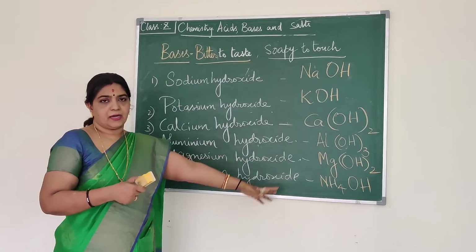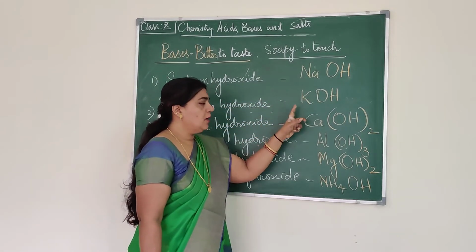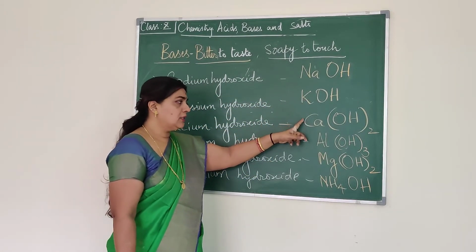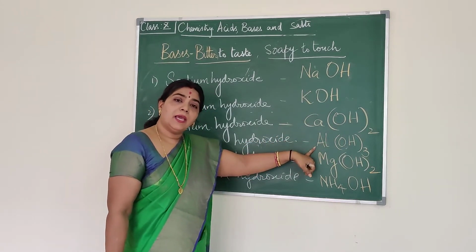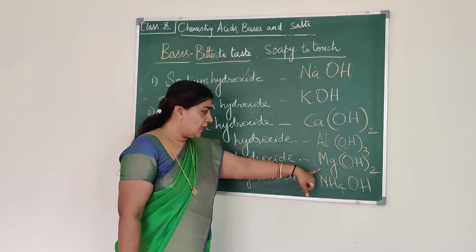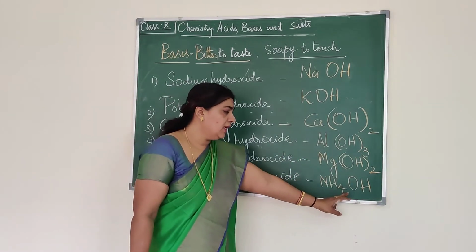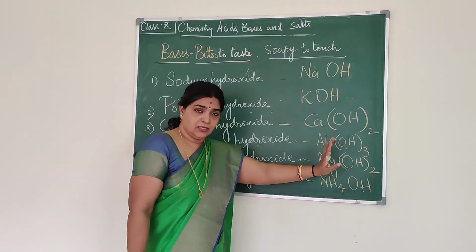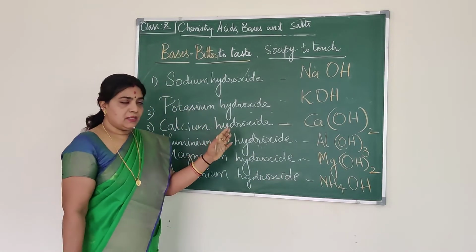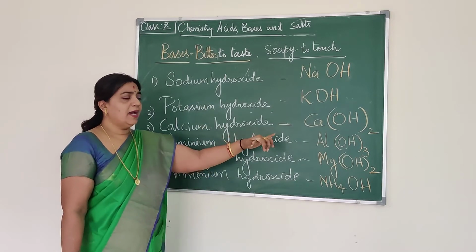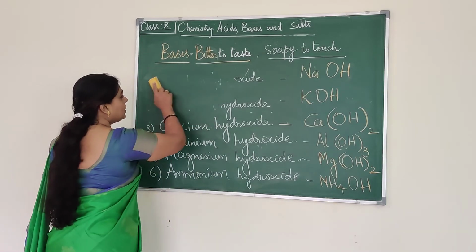You must practice the formulae. Sodium hydroxide is NaOH, potassium hydroxide KOH, calcium hydroxide Ca(OH) whole twice, aluminium hydroxide Al(OH) whole thrice, magnesium hydroxide Mg(OH) whole twice, ammonium hydroxide NH4OH. So these are a few examples of bases and their formulae you have to learn. Okay.